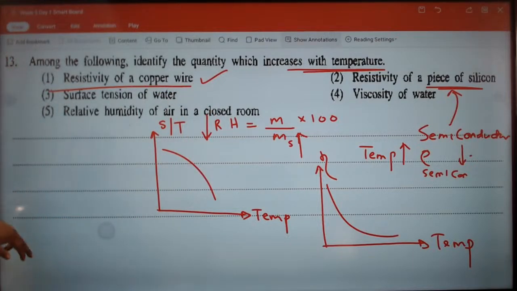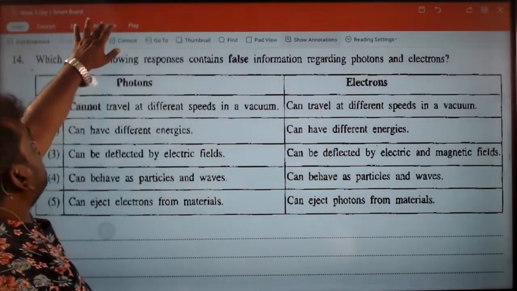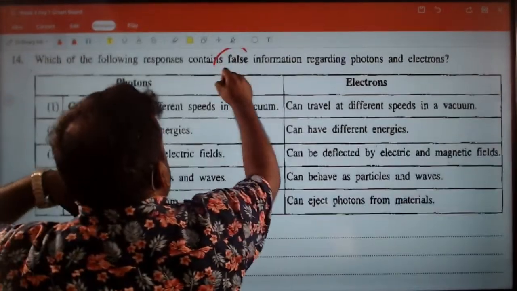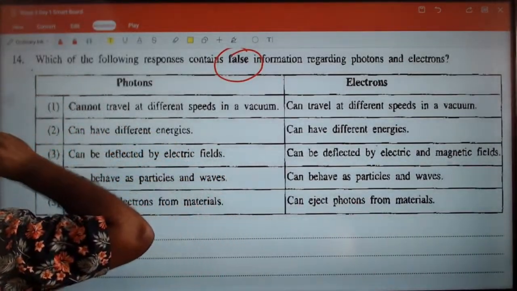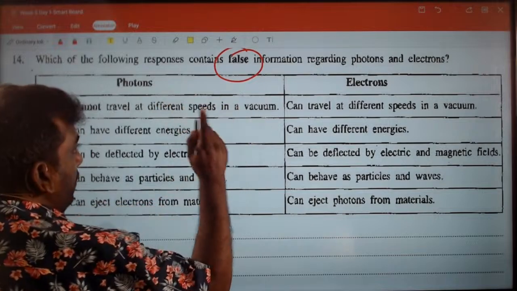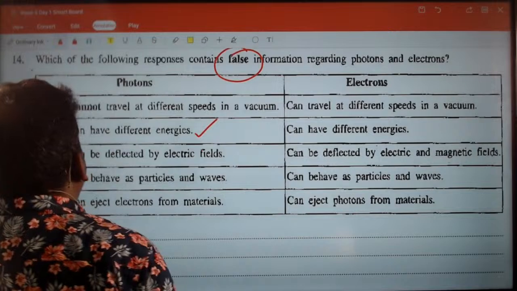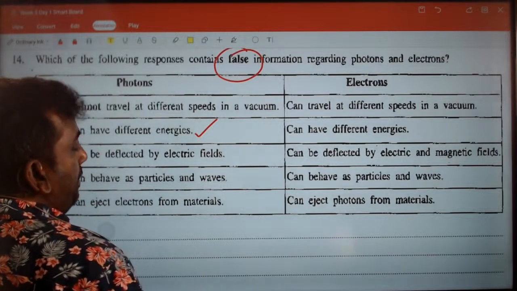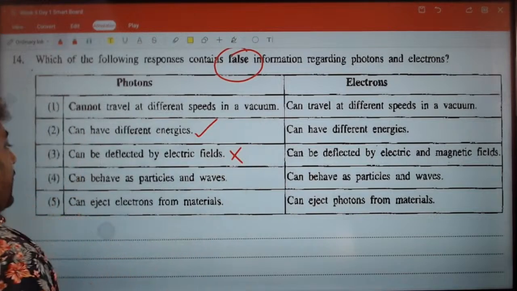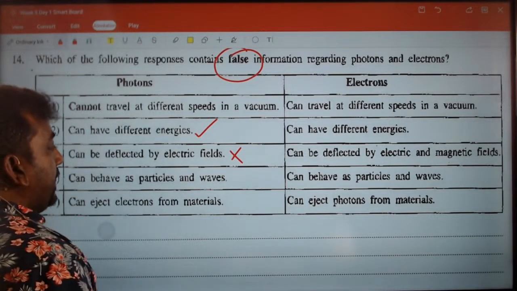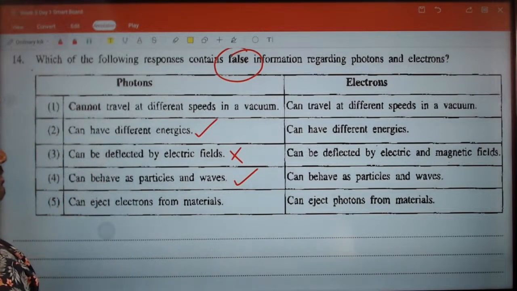Okay, no? Right. Which of the following responses contains false information regarding photons and electrons? Photons cannot travel at different speeds in a vacuum. In a vacuum it travels at the same speed, right? Can have different energies, yes. Can be deflected by electric fields. Remember, photons have no charge. You can't deflect it. Can behave as particles and waves, as wave-particle duality. Can eject electrons from materials. Yes, photoelectric effect.